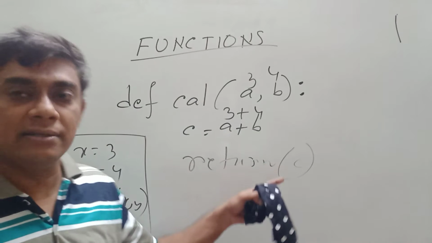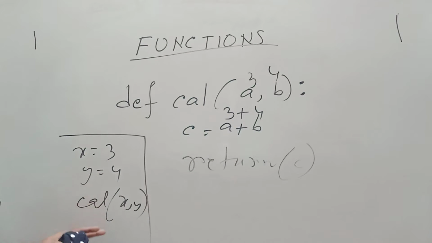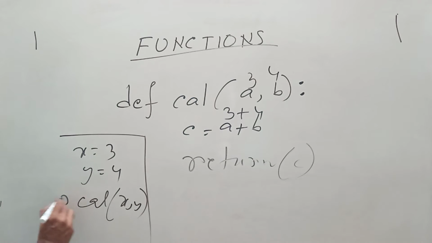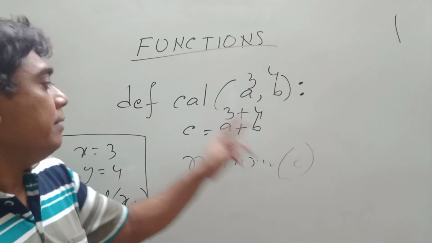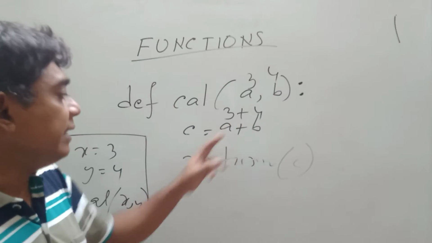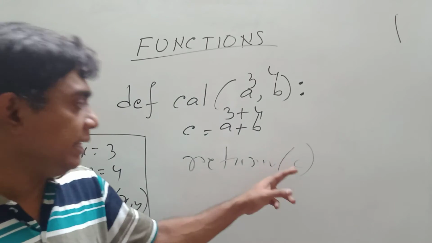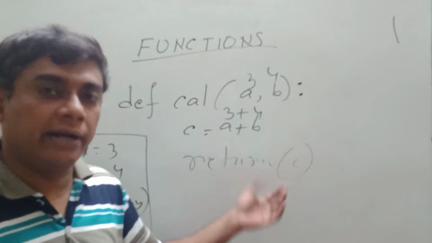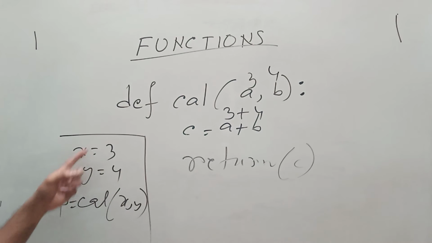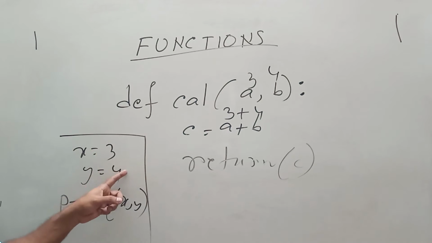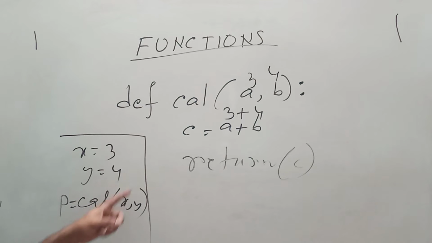Whenever you write return C, at the time of calling a function, we need a variable which can store the return value. Def cal A comma B, C equal to A plus B, then return C means value of C, this function returns something. So this is the main part. Initial value of x equal to 3, y equal to 4, p equal to cal x comma y.